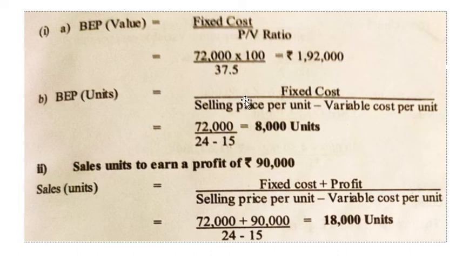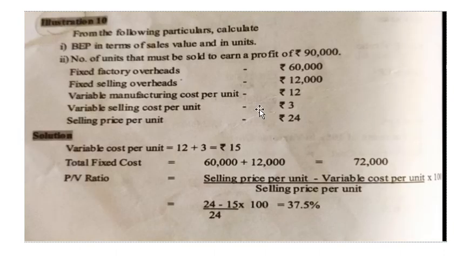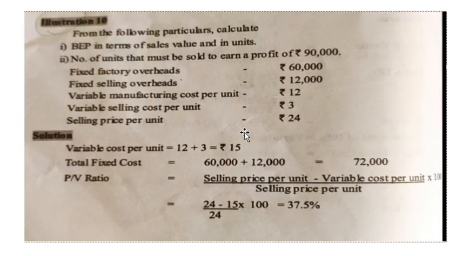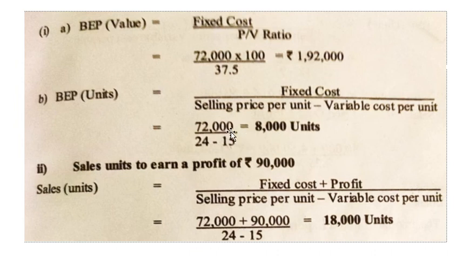Then they have asked us to calculate the break-even point in units. The formula is fixed cost divided by selling price per unit minus variable cost per unit. Fixed cost is 72,000, selling price per unit in the question is 24, and the variable cost is 15 as per the calculation. So we will take that into consideration: 72,000 divided by 24 minus 15, which will give us 8,000 units. So we have found out the first question.